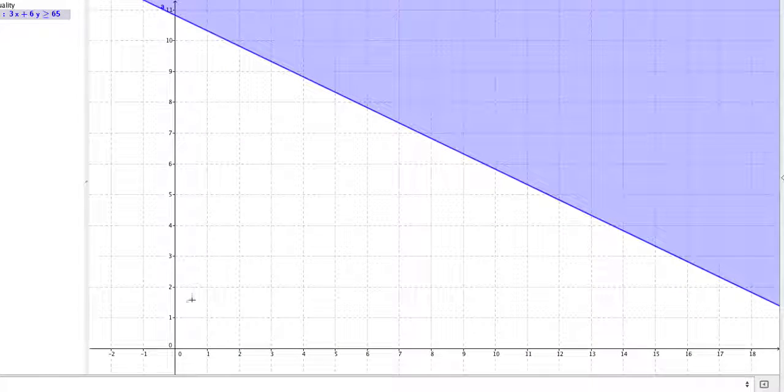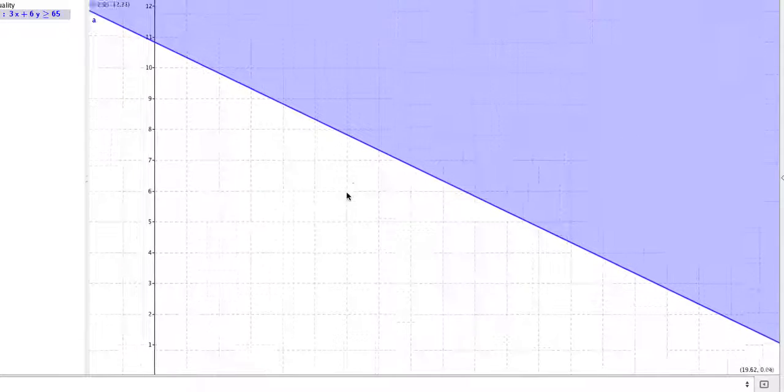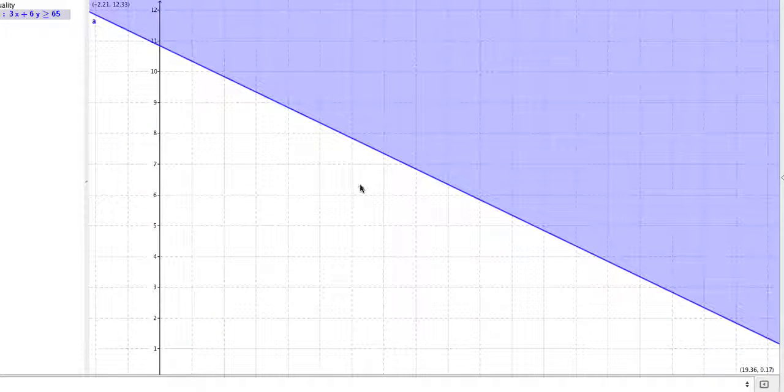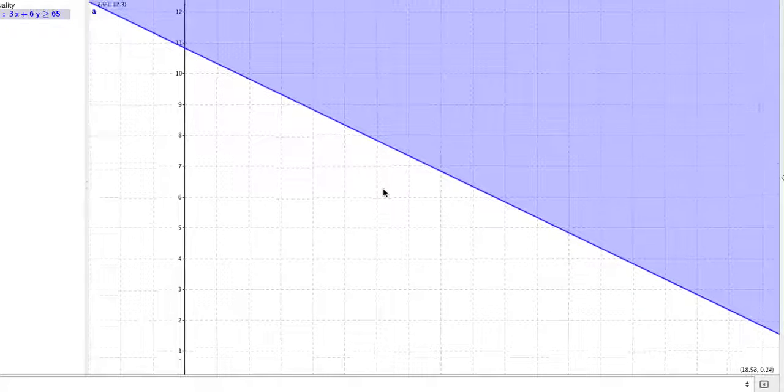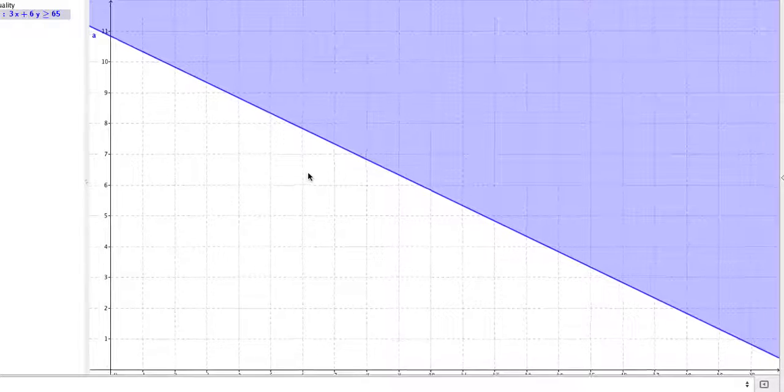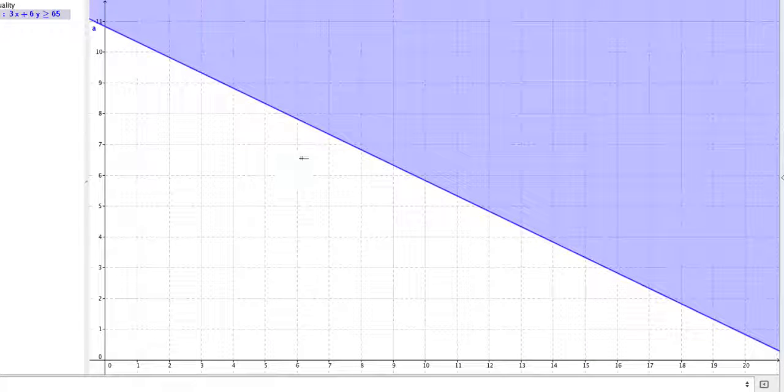In this case, if you test (0, 0) in that inequality, all points on this side will make the inequality false, and that's why we shade the right side. And that's the graph of 3x + 6y is greater than or equal to 65. Now, we're only dealing with quadrant 1, remember, so we don't need to show the other quadrants.